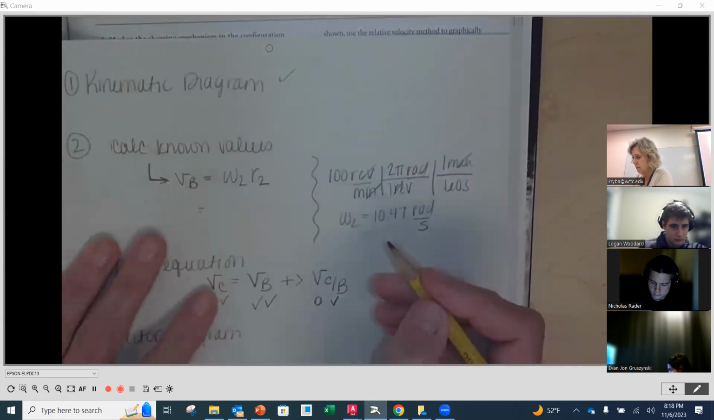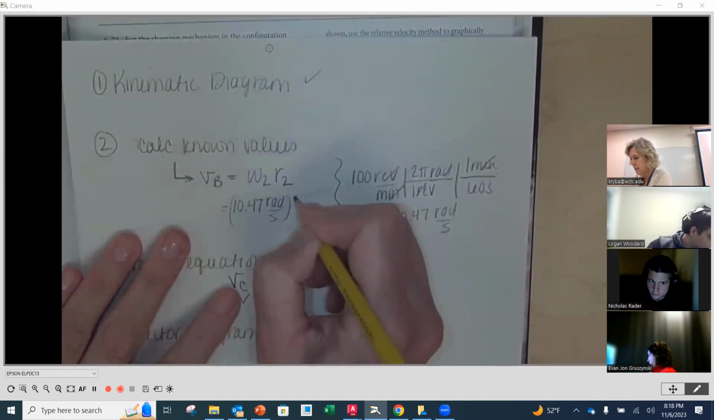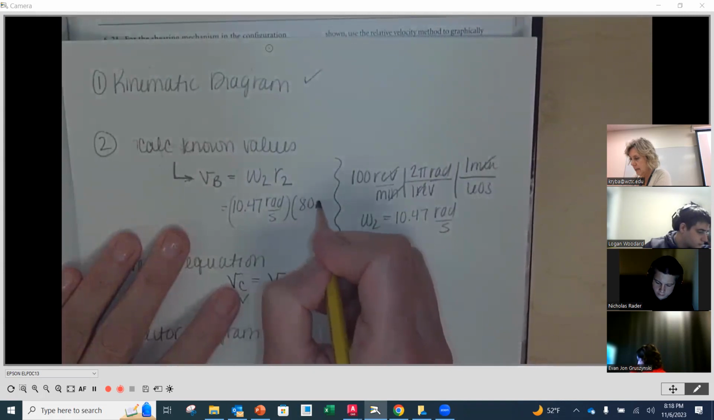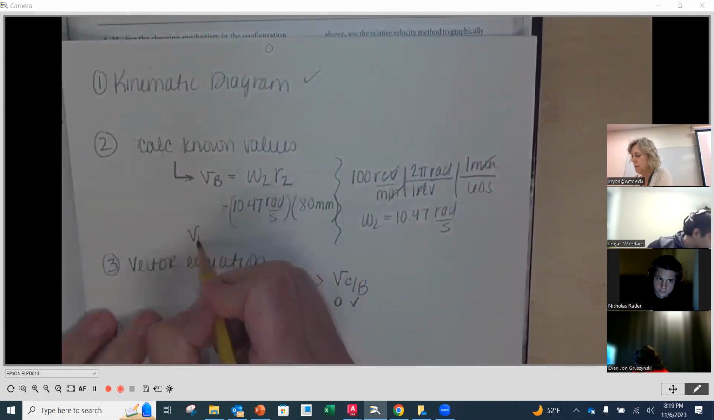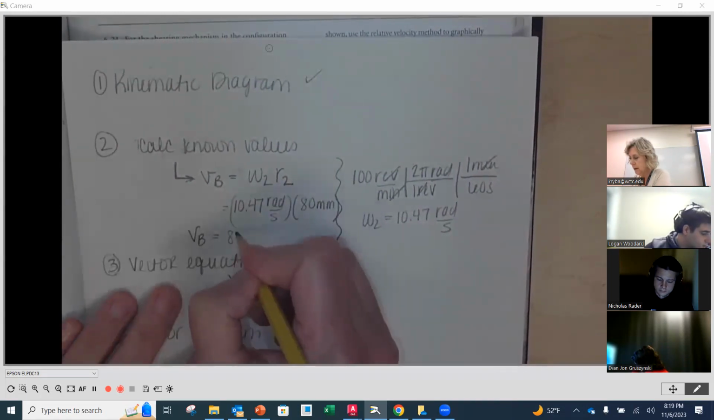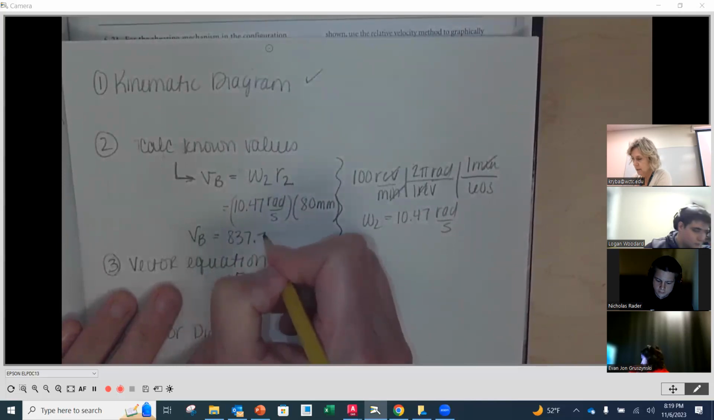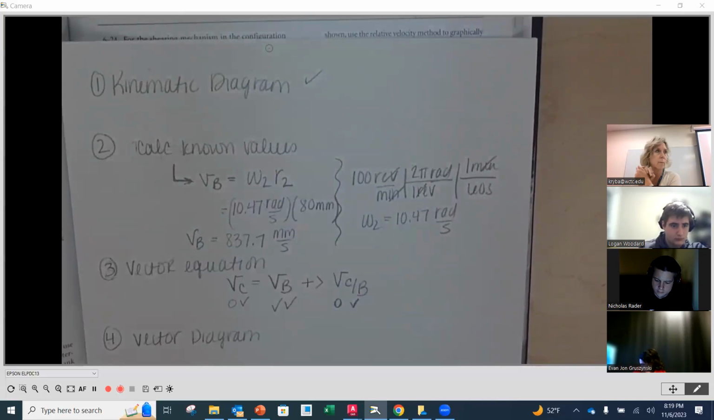So our VB is going to be 10.47 radians per second times 80 millimeters this time, right? That's the length of that crank. So the magnitude of the velocity at B is going to be 837.7 millimeters per second. Do you guys get that same number, hopefully? So the 10.47 times 80.